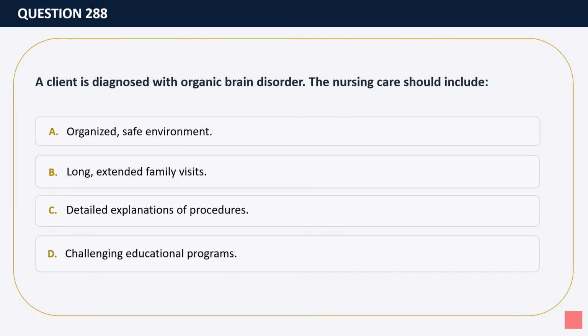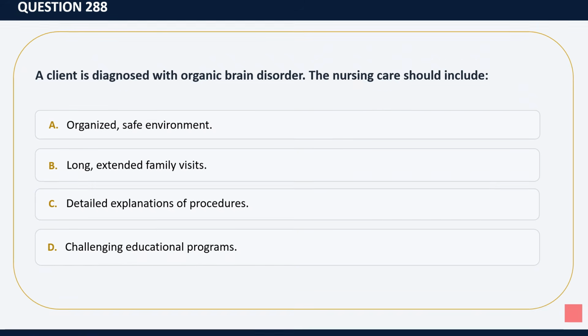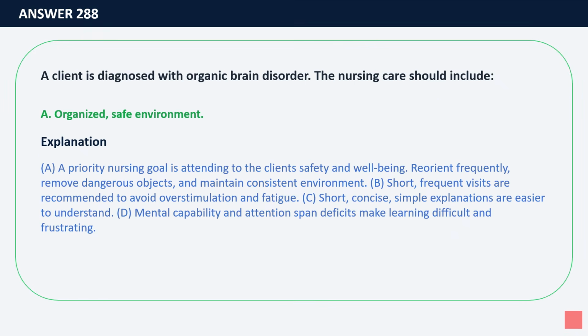Question 288. A client is diagnosed with organic brain disorder. The nursing care should include: A. Organized, safe environment. B. Long, extended family visits. C. Detailed explanations of procedures. D. Challenging educational programs. Answer: A. Organized, safe environment.